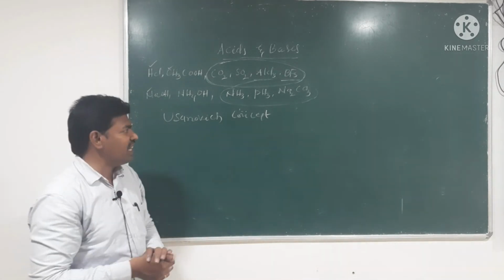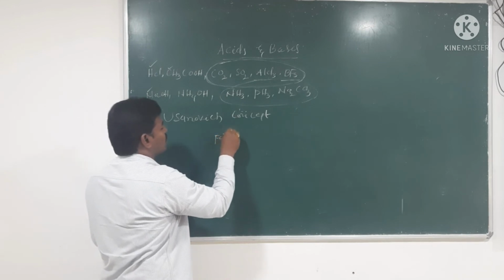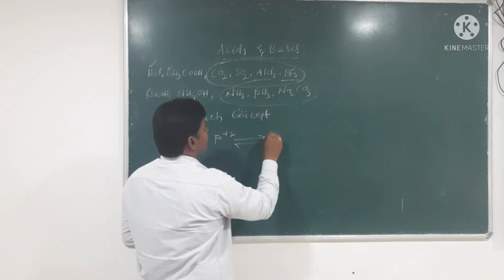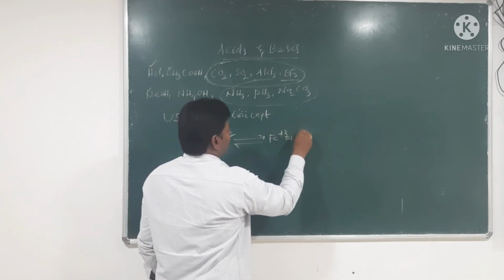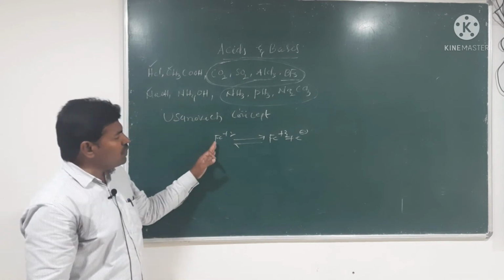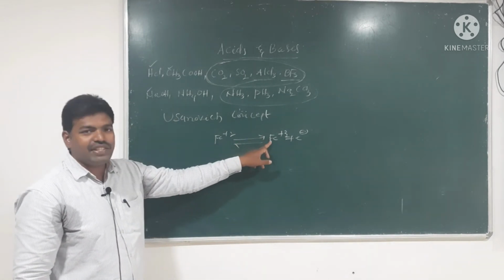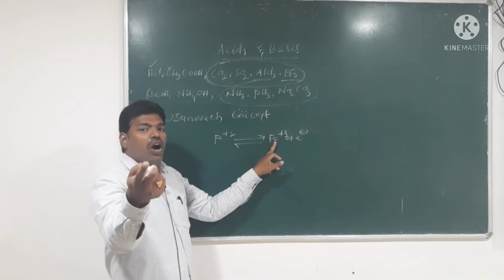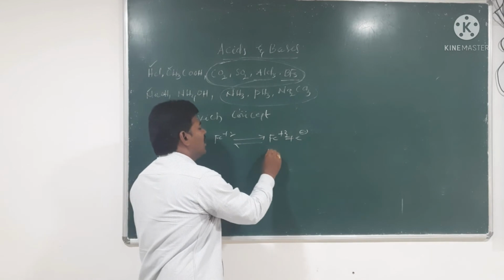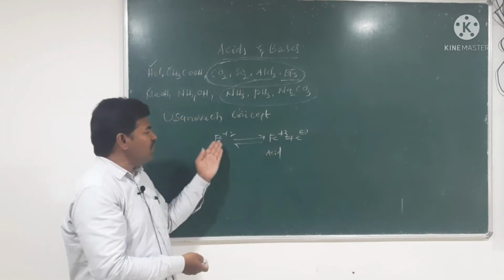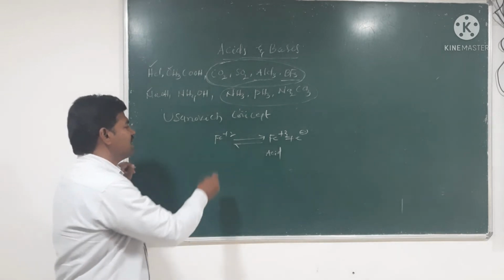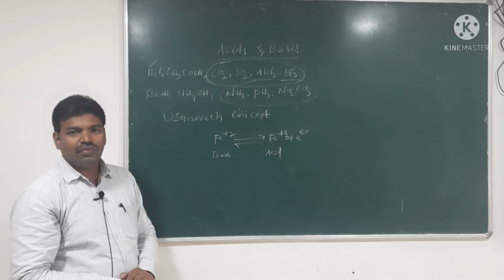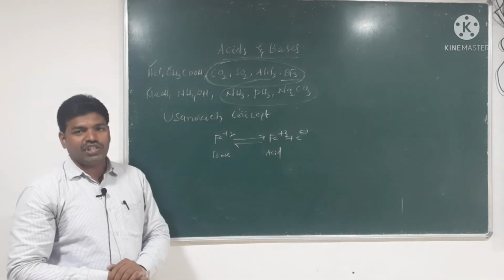Okay, let us take one example. The Fe+2, Fe+3 system. Fe+2 gives rise to Fe+3 plus electron. Here you know very well that Fe+3 is an oxidizing agent. Oxidizing agent acts as an acid. And Fe+2 is a reducing agent. This can act as a base. Okay, so this is the Sanovich concept.